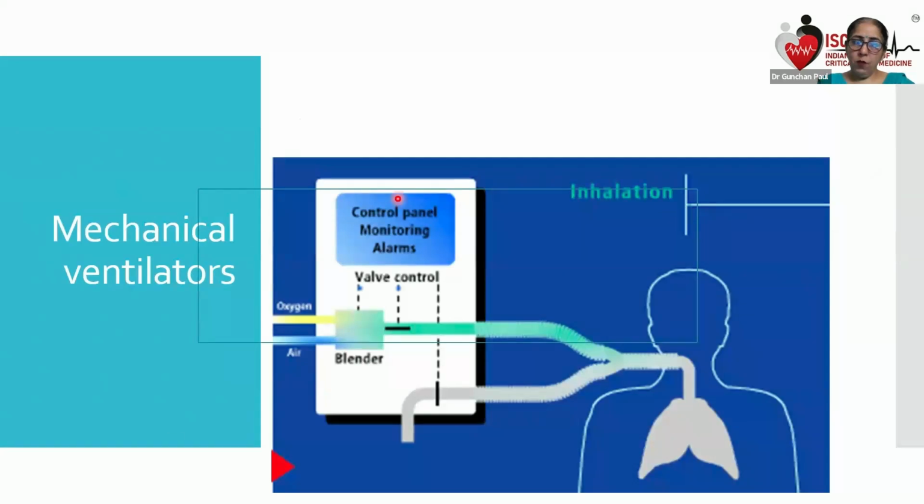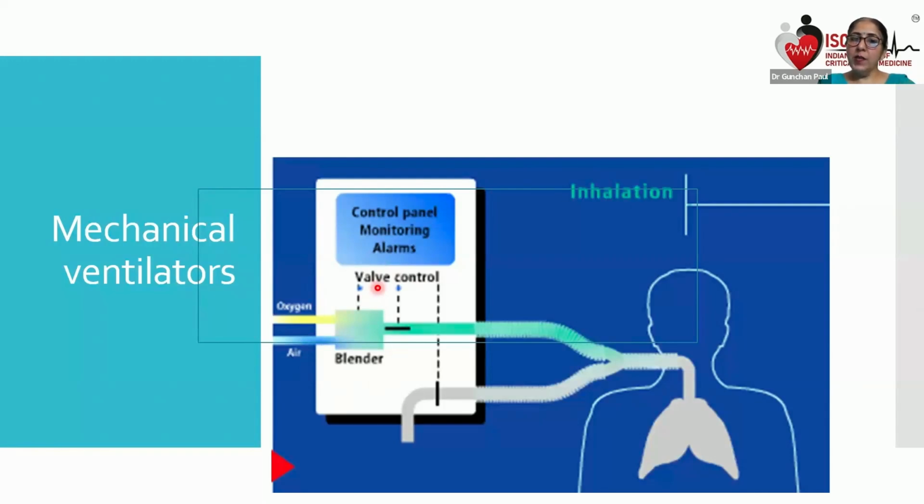What are the components? It has an oxygen supply and an air supply, high pressurized, which we get from the gas pipeline, and they are blended together because for all patients, we are not giving 100% oxygen. So this is blended, and then there are valves which will open and the gas will go to the patient during inspiration. Then the valve will close and expiration will happen.